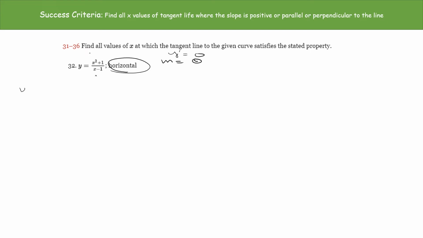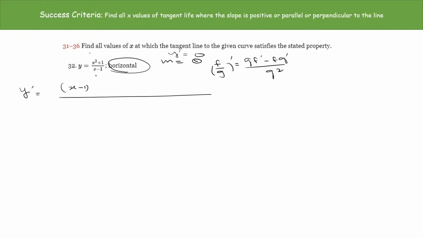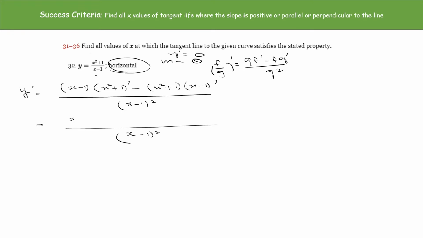So let's try to solve using the quotient rule of differentiation, which says (g f' minus f g') over g squared. So this is your quotient rule of differentiation. So your g is x minus 1, f' means (x squared plus 1)', minus f, that is x squared plus 1, and g' means (x minus 1)', over g squared, (x minus 1) whole squared. No need to open the denominator, so keep writing the denominator as it is, and wherever you have the prime you take the derivative.